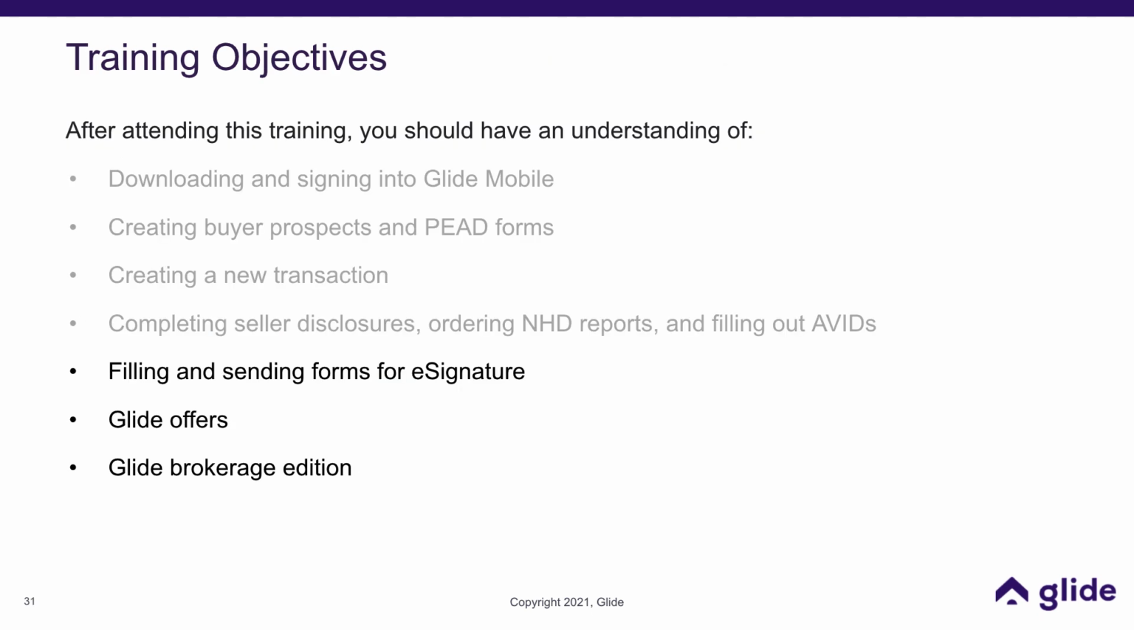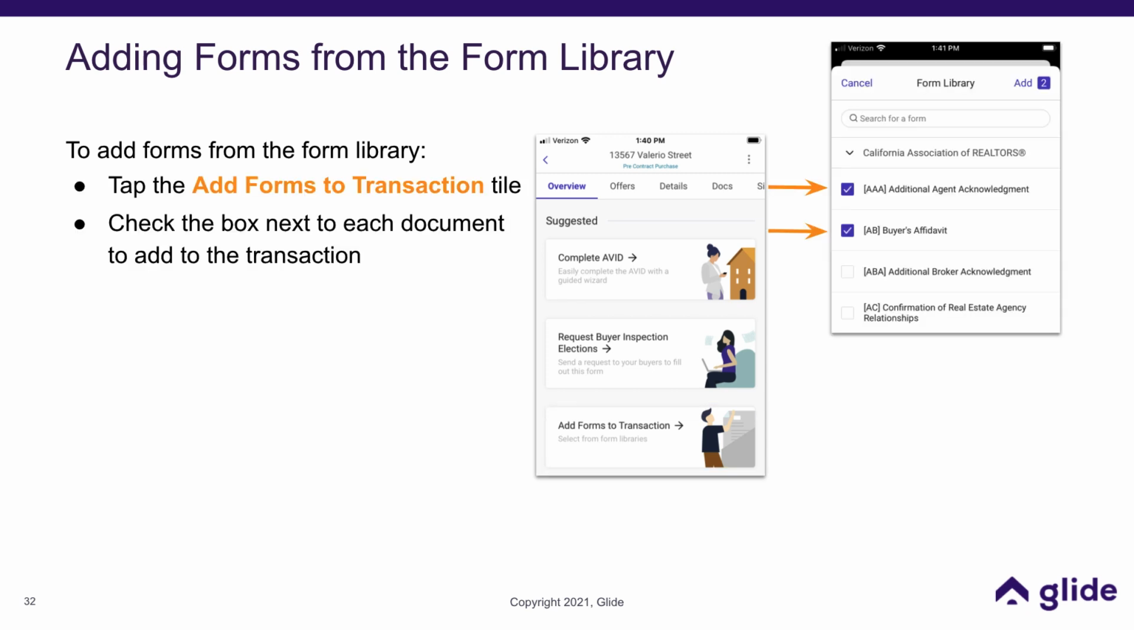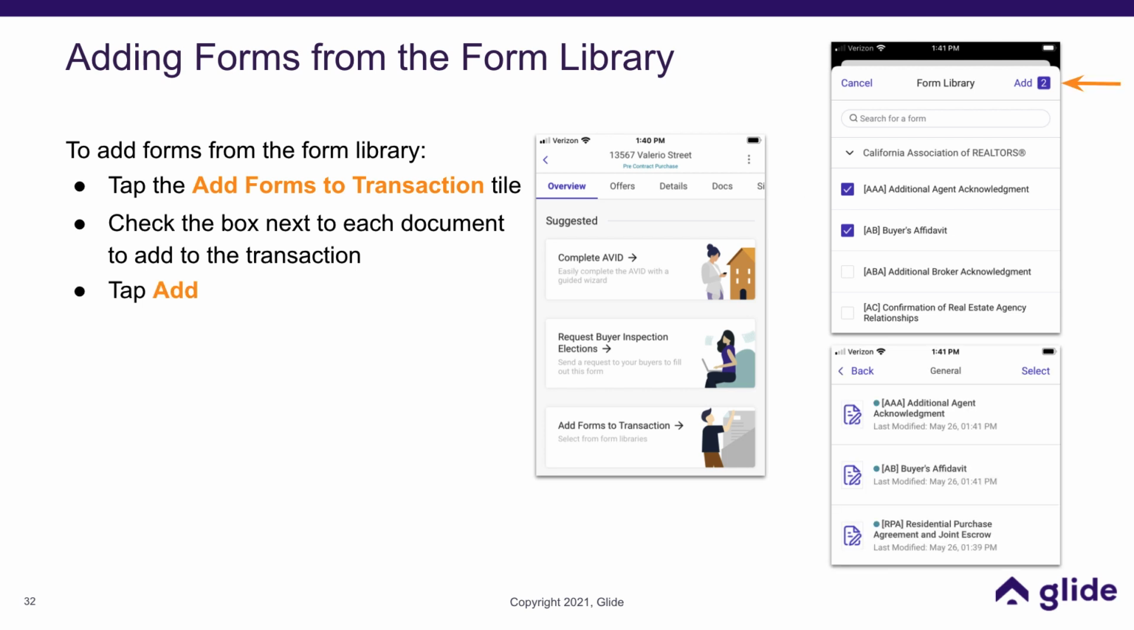Now that we have covered how to complete seller disclosures, order NHD reports, and fill out an Avid, we will next walk through the steps to fill and send forms for e-signature using Glide Mobile. After creating a transaction, to add forms from the form library, first tap the Add Forms to Transaction tile. Then check the box next to each document you want to add to the transaction. Lastly, tap Add and the forms will be added to your document section.